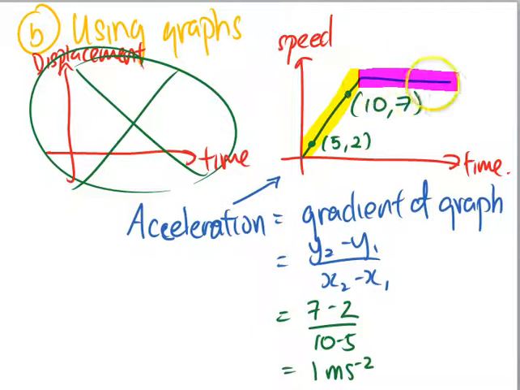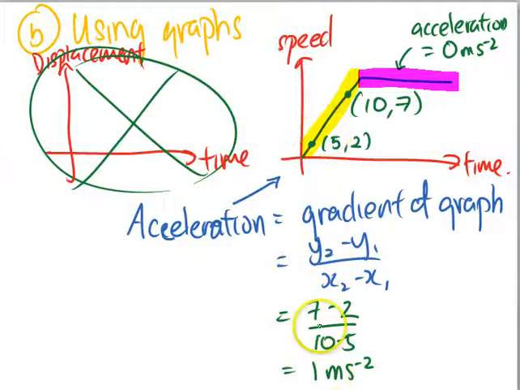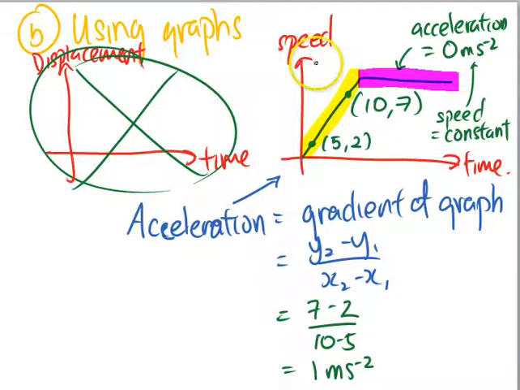Then the next one is, how about this? For this, you can see that the gradient, this is not sloping, this is a plateau, it is a straight flat line. For a flat line, the speed is not changing at all. If the speed is not changing, what's the acceleration here? The acceleration is actually equal to 0 meters per second square. So just take note, using graphs, as long as you see a slope, there's an acceleration. If there's no slope, it's a flat line, acceleration is 0. At this point here, acceleration is 0, which means that the speed is constant. So just take note of this.